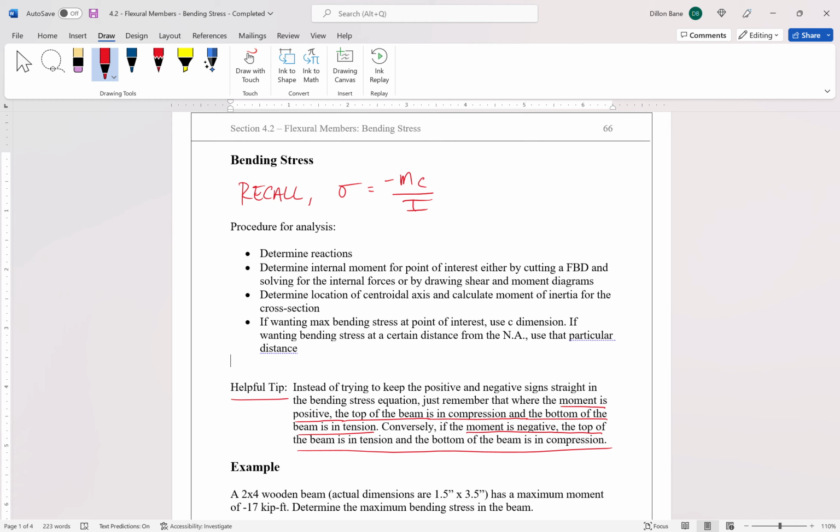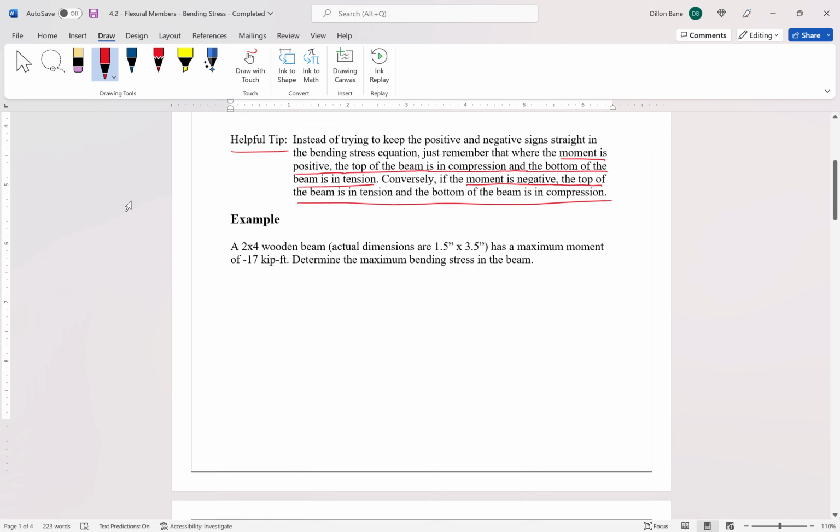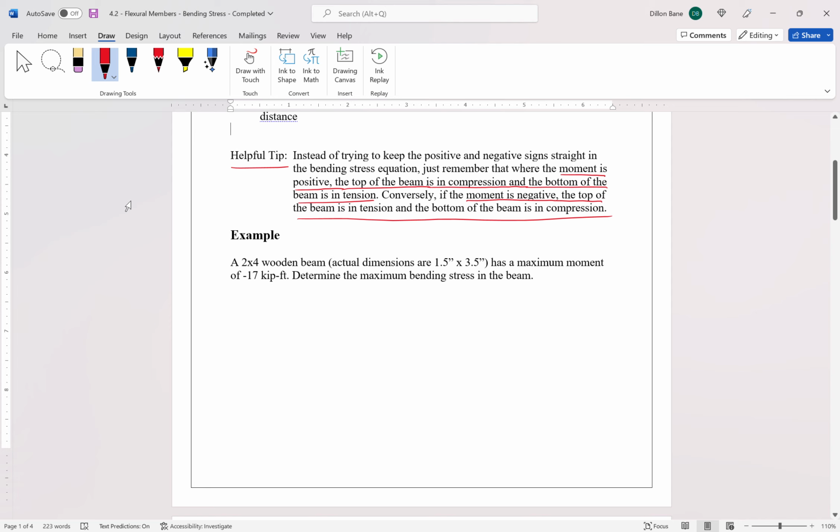And then you can know which side of the beam should be in tension or compression based on how it's bending. All right. So now that we've got all this procedural and helpful tips out of the way, let's do our first real quick example. This is just a basic example. If we've got a 2x4 wooden beam, our actual dimensions of a 2x4 are 1.5 inches by 3.5 inches. It's got a maximum moment of negative 17 kip feet. Let's determine the maximum bending stress in this beam.